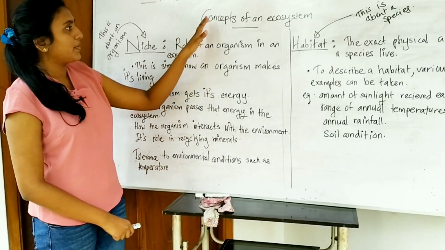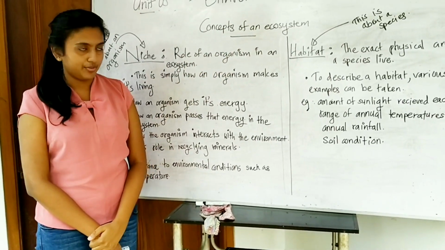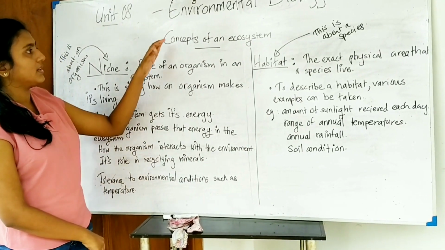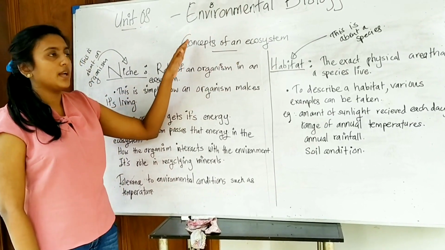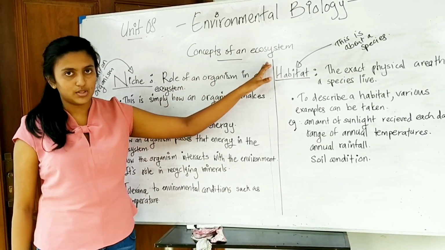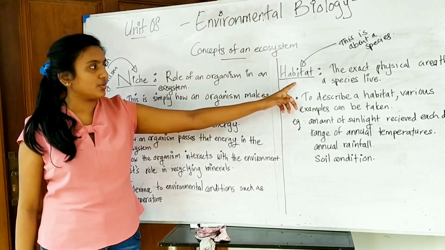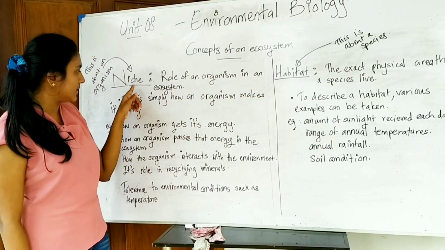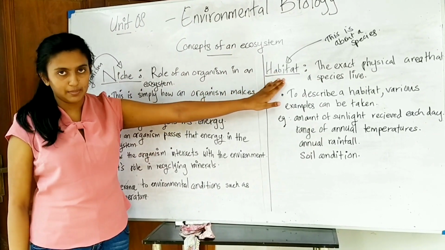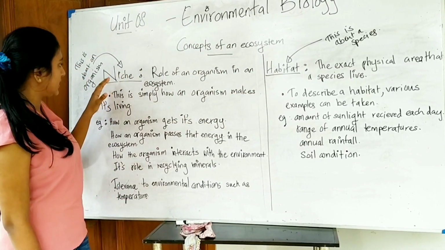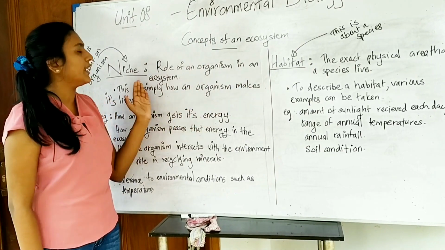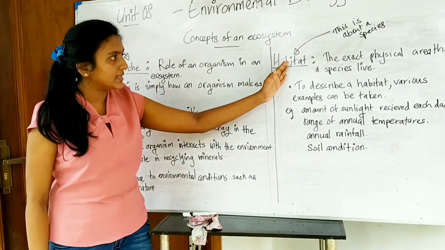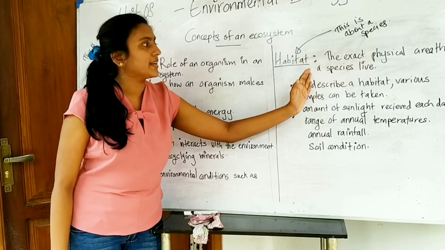In the next part we are going to talk about the concepts of an ecosystem. We talked about the ecosystem previously. Now, coming to the concepts of the ecosystem, there are two main concepts: one is the niche and the other is the habitat. The niche is simply the role of an organism in an ecosystem. Habitat is the exact physical area that a species lives in.